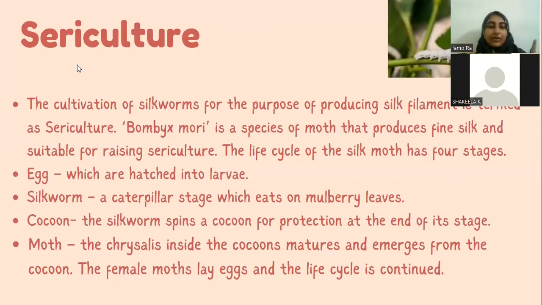It is not a very colorful thing. So it is a moth that is formed. The chrysalis will mature into a moth, and the female again lays eggs, and the life cycle continues. That is the egg, the silkworm or larva stage, the cocoon stage, and again the moth is formed. So this life cycle keeps continuing.